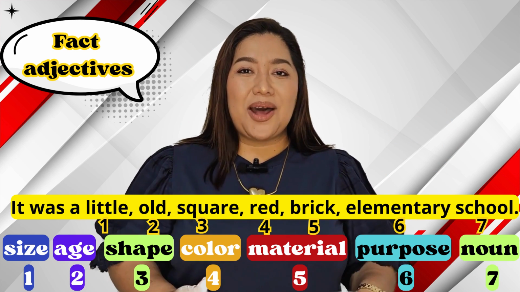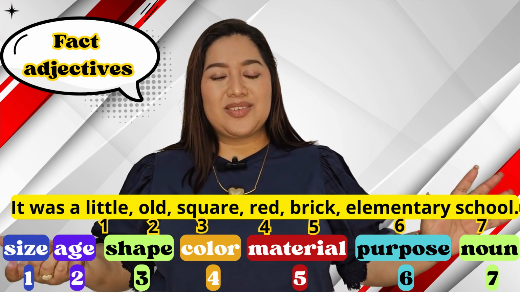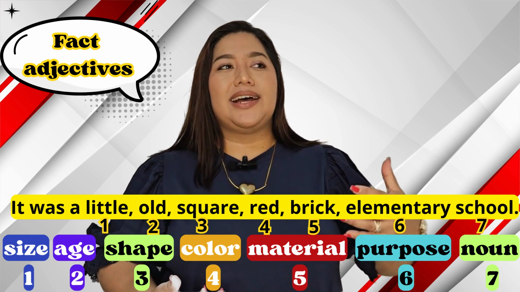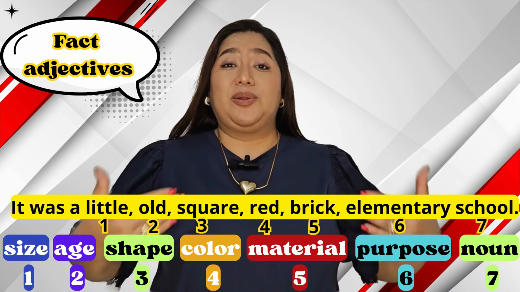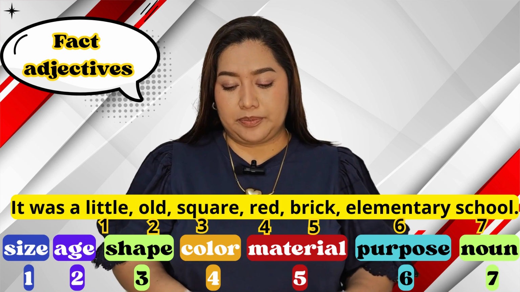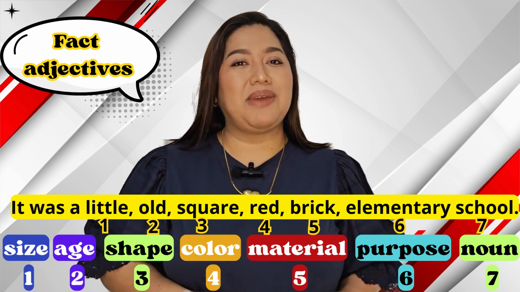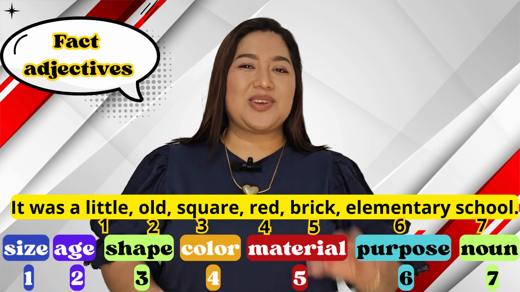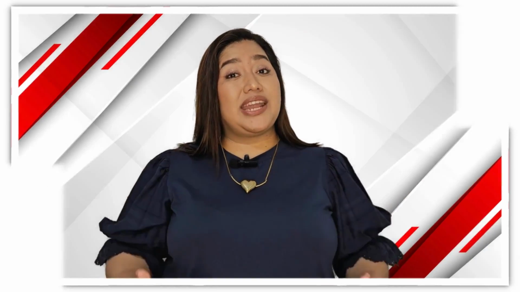Of course, now I'm talking about at least 6 adjectives and then the noun. Well, keep in mind, try not to use more than 3 adjectives at the same time. But well, if we follow this rule, look at the next example. It was a little old square red brick elementary school. But of course, in real English, try to use only 3 adjectives plus a noun. Well, let's move to the next part.